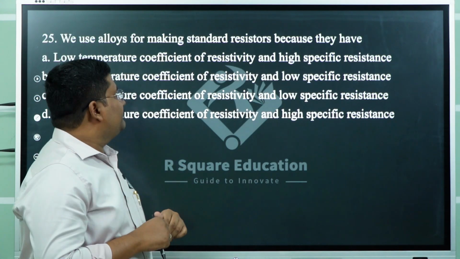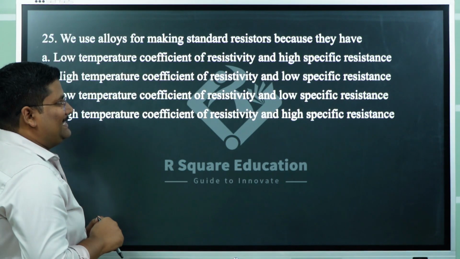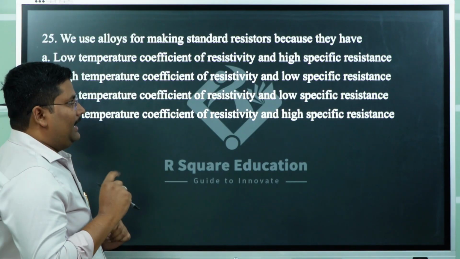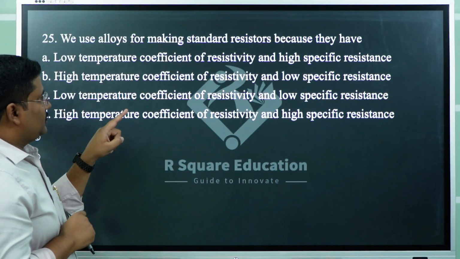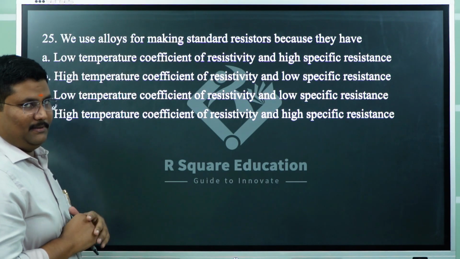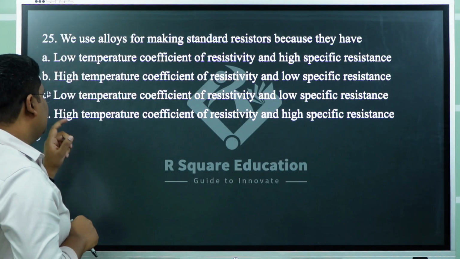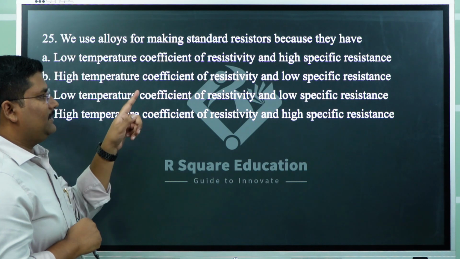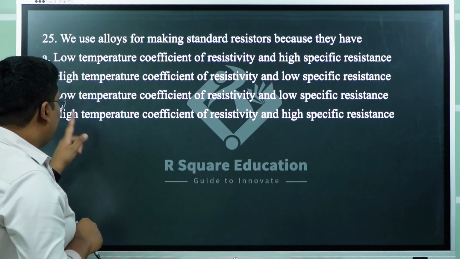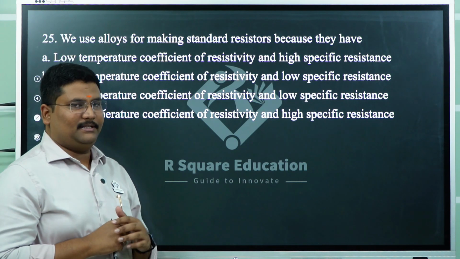See this question. We use alloys for making standard resistors because they have option A, low temperature coefficient of resistivity and high specific resistance; high temperature coefficient of resistivity and low specific resistance; low temperature coefficient of resistivity and low specific resistance; high temperature coefficient of resistivity and high specific resistance.